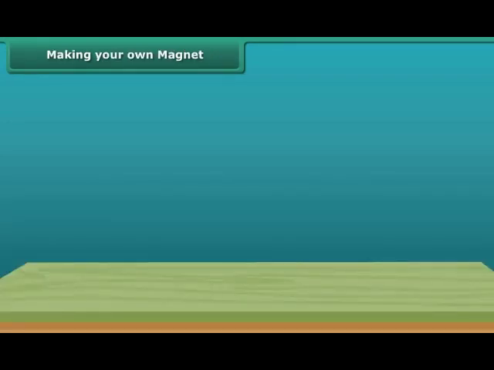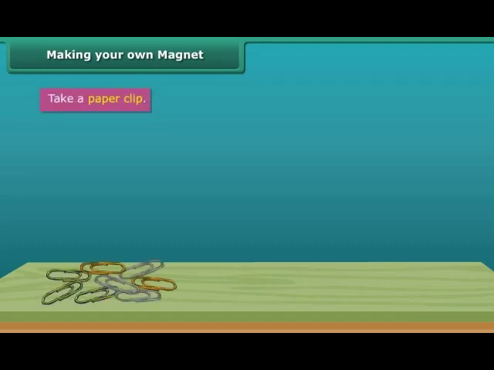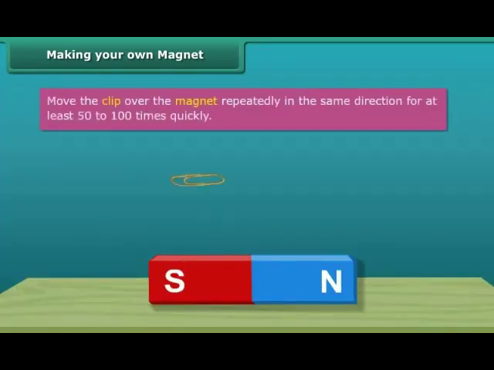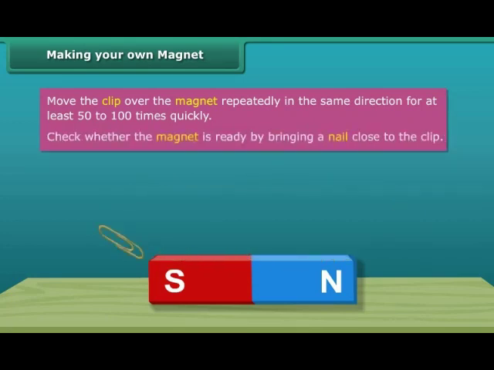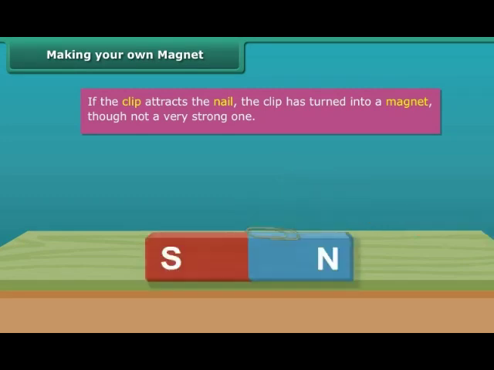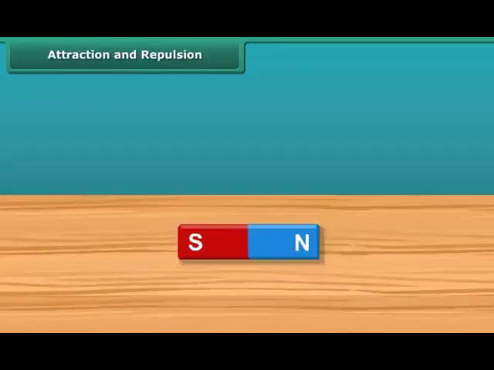Making your own magnet. Let us look at the steps to create your very own magnet. Let's take a paper clip. Use a thick and strong magnet. Move the clip over the magnet repeatedly in the same direction. Perform this step 50 to 100 times. The movement needs to be quick. Now to check whether the magnet is ready, bring a nail close to the clip. If the clip does not attract the nail, then continue the same process for some more time. Keep in mind that the pole of the magnet and the direction of its movement should not change.